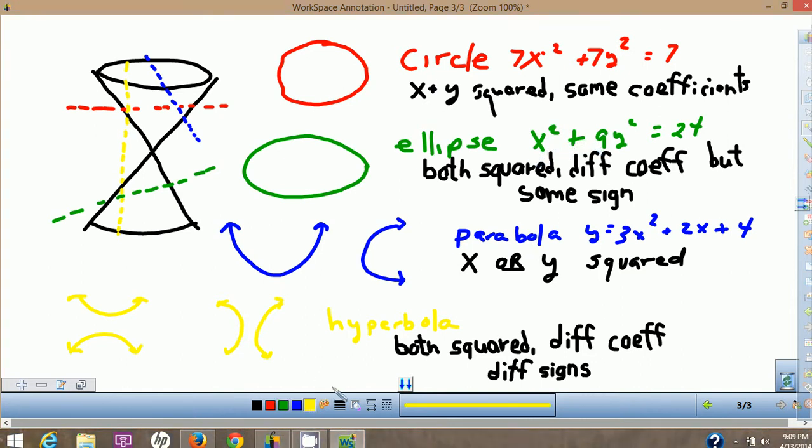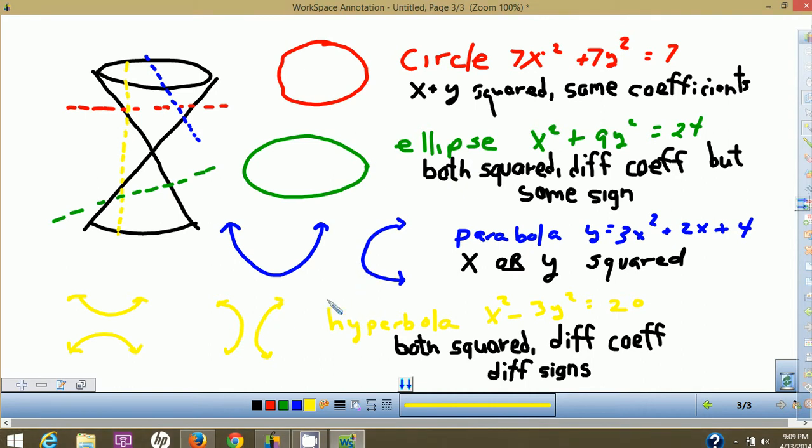With the hyperbola, they're both squared, but one of them is negative. I could have x squared minus 3y squared is equal to 20. I've got both terms squared, different coefficients, and different signs. The x squared is positive, and the y squared is negative. So over these next 3 units, we're going to look at all 4 of these conic sections.